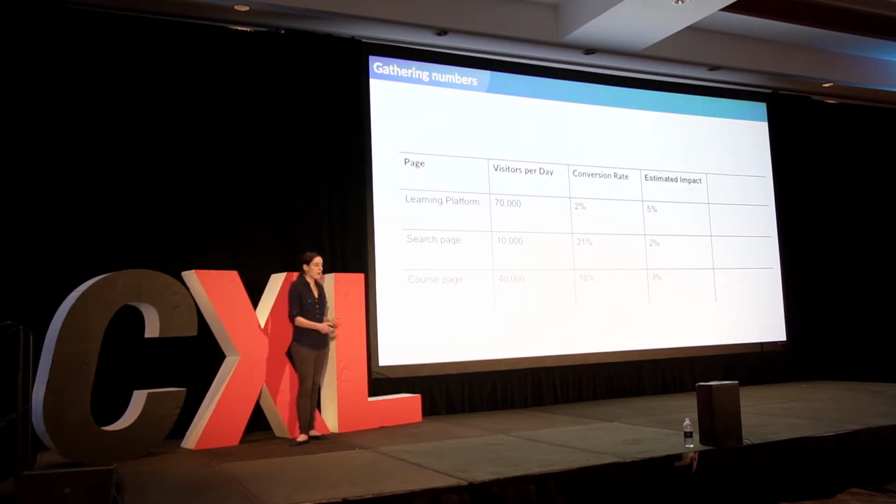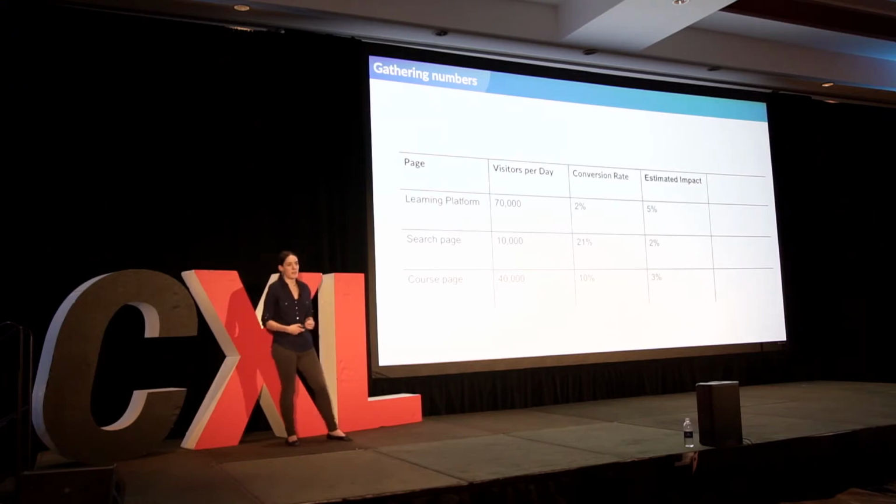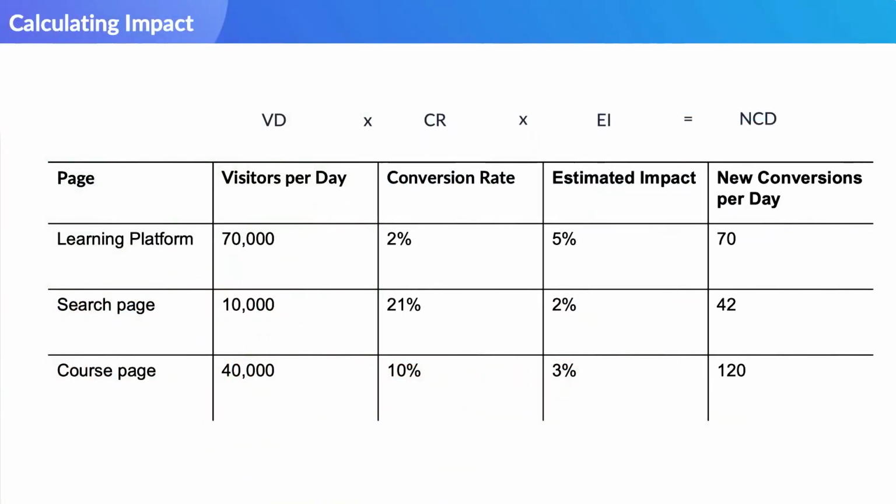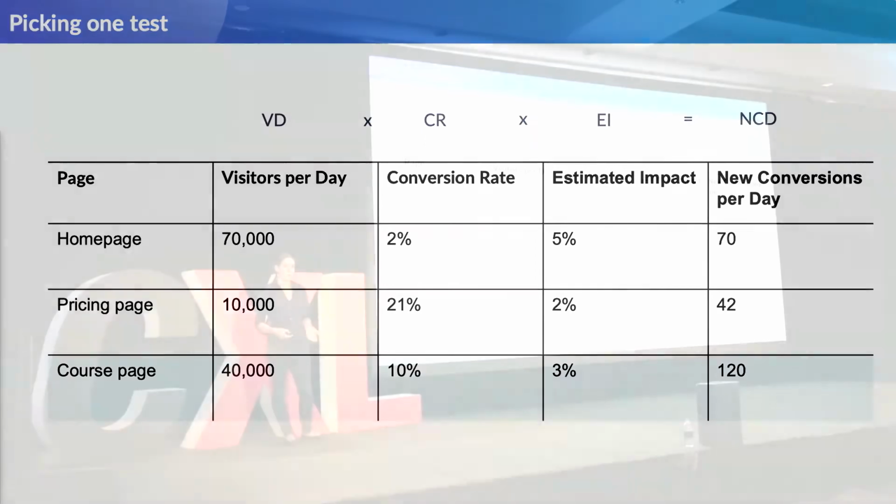But we'll take our final piece of the puzzle and get that estimated impact. And now, if we multiply those all together, we'll see that it turns out the course page is the one that we would expect to have the biggest positive impact. So we'd say 120 new conversions per day. Now, in this case, these aren't orders of magnitude apart on the daily rate.